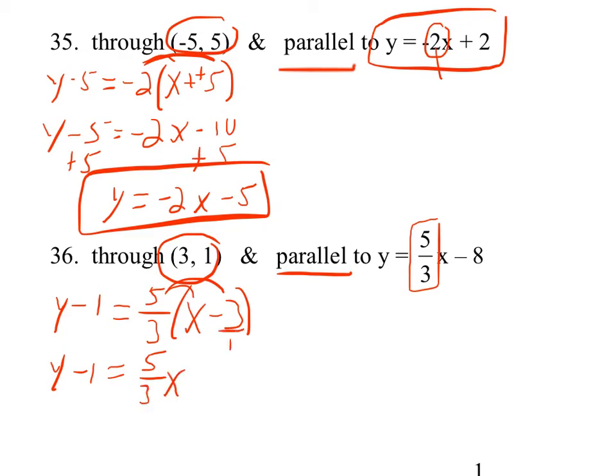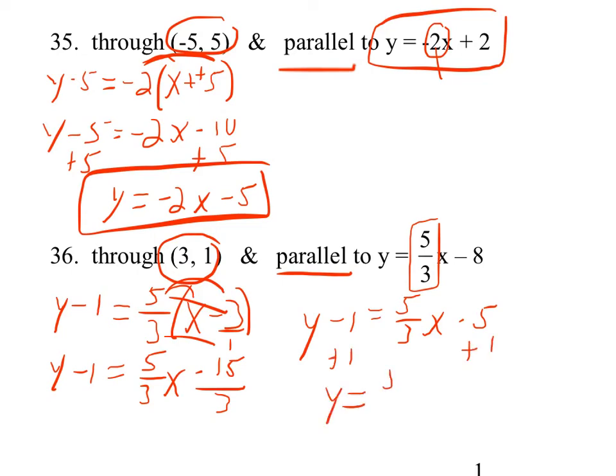This is negative 3 over 1, so 5 times negative 3 is negative 15, and 3 times 1, so I'd basically multiply those numbers. That gives us negative 5, which means we have y minus 1 equals 5 thirds x minus 5. We add 1 to both sides to finish, and we get y equals 5 thirds x minus 4.